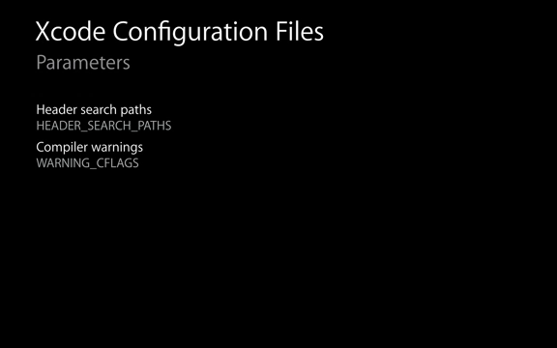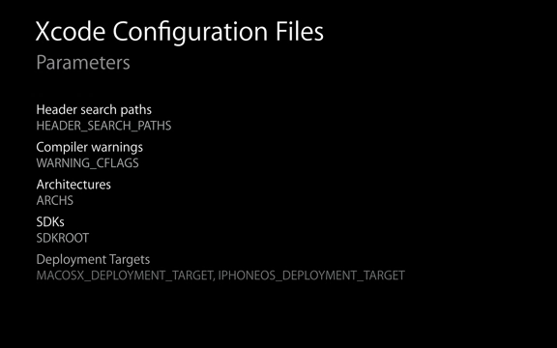Some common examples of properties you can set are header search paths, which dictate the directories in the file system that Xcode should use for finding public headers; compiler warnings, or what sorts of potential bugs in the code you'd like Xcode to tell you about; architecture, which defines the types of CPUs your target can build; SDKs, which define the platform and version of the SDK of the target you'd like to use; and deployment targets, which declare the minimum version of OS X and iOS a user needs to have in order to build and run your app.